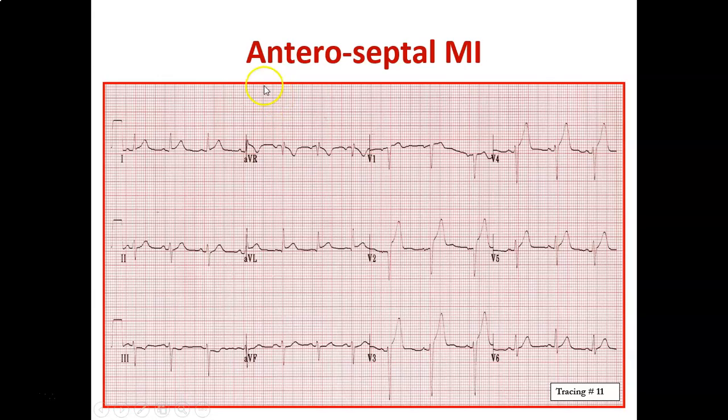So here, if you see ST segment elevation in V1, V2, V3 and V4, this is your anteroseptal myocardial infarction, and these are the reciprocal changes in lead 3 and a little change in AVF, but significant in lead 3. So this is your anteroseptal myocardial infarction.